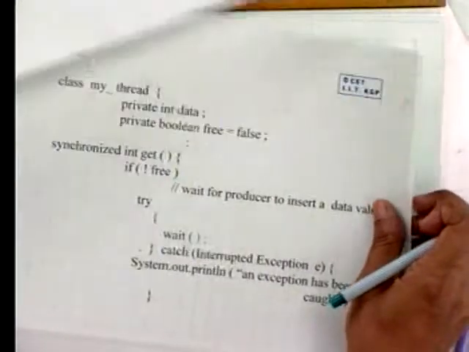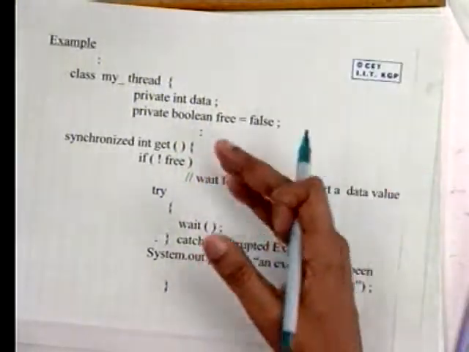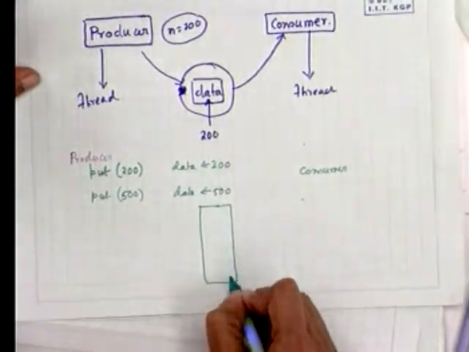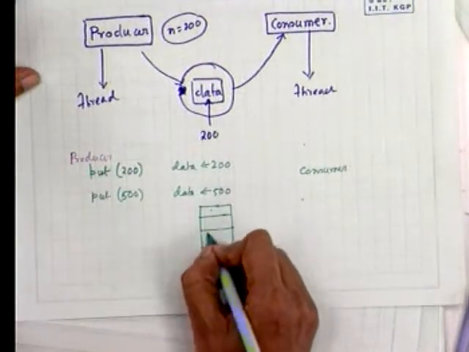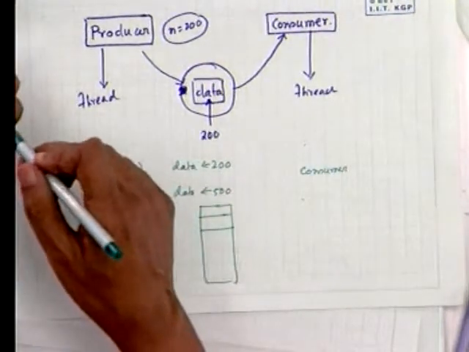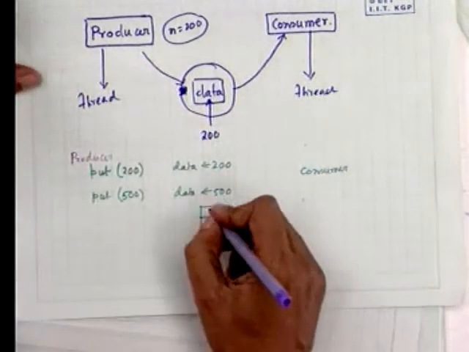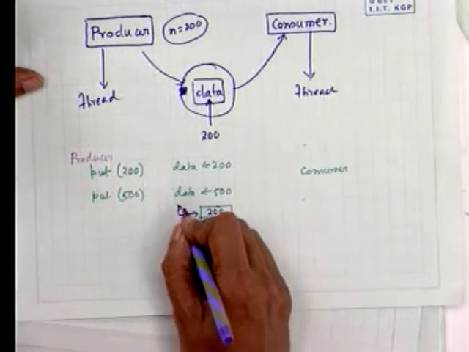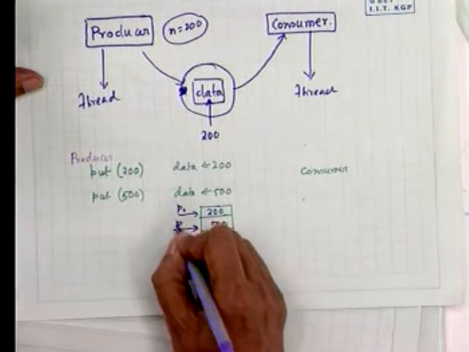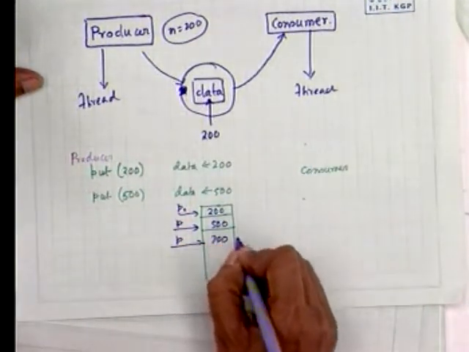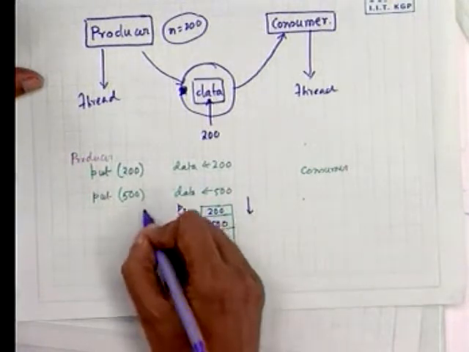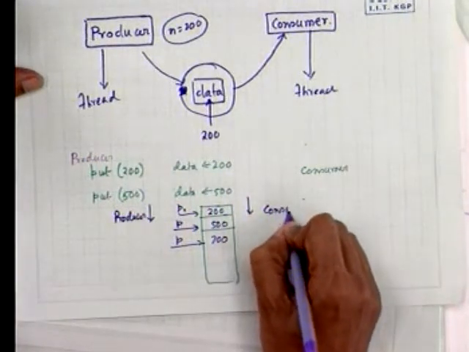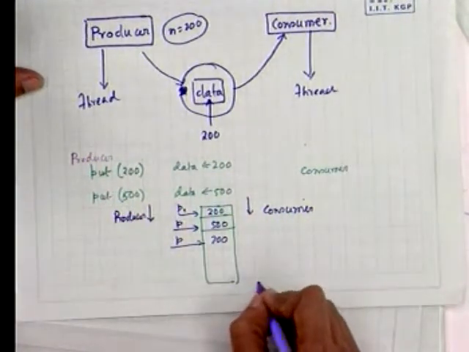What we have not done in this simple example, or rather we can modify the simple example, is to create a buffer of sorts, in which the producer can go on pushing values into the buffer. For instance, the producer first puts a value of 200 and then 500, then 700, and the consumer can go on reading them from the data buffer.